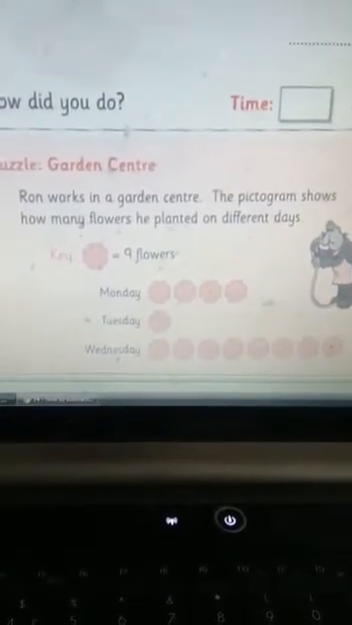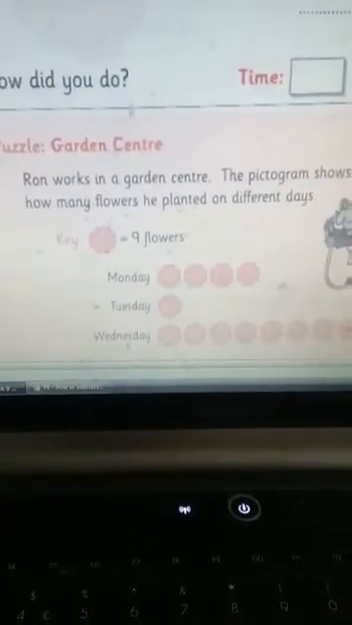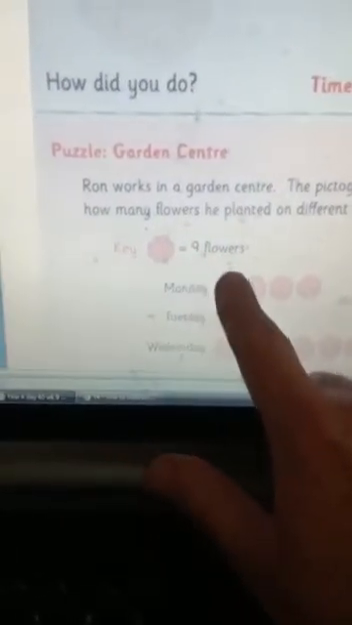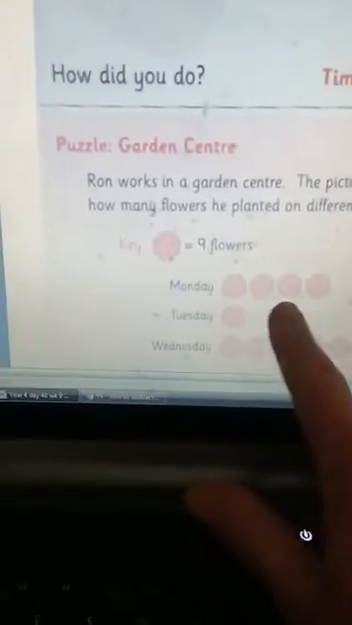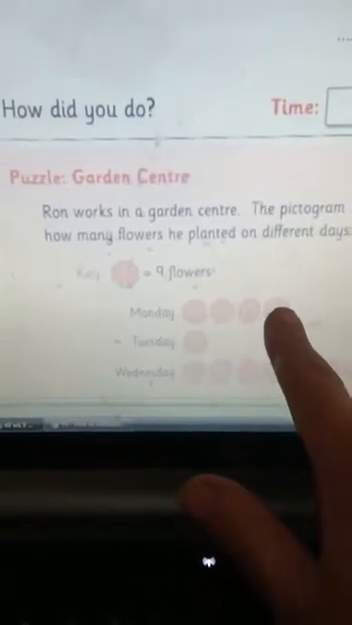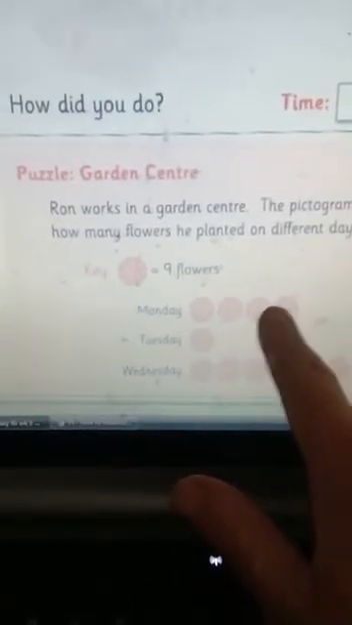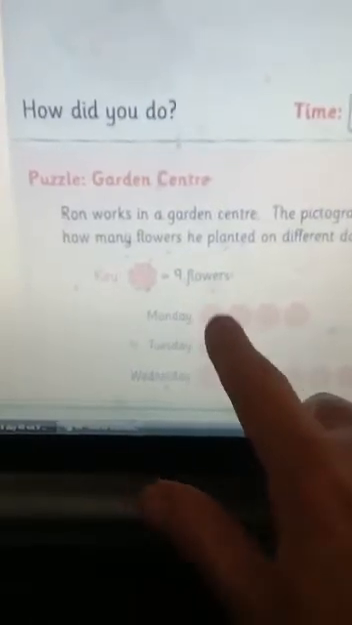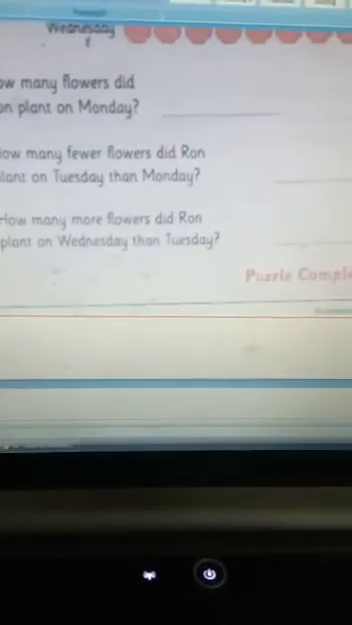Read the instructions. For that one it says Ron works in the garden centre. A pictogram shows how many flowers he planted on different days. So the key is one of these symbols equals 9 flowers. So for Monday there's 4 of them. So using your multiplication skills, how many flowers are there on the Monday? Remember, each symbol represents 9. Okay, and follow these questions.